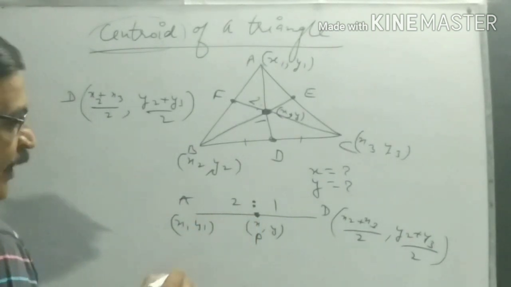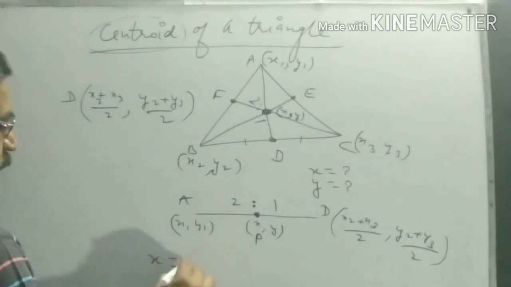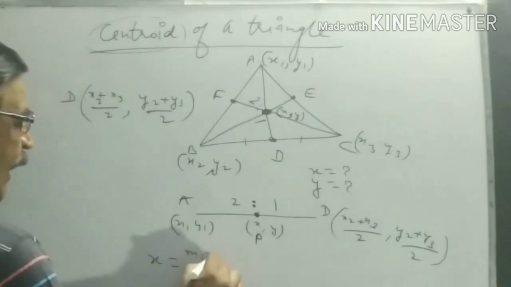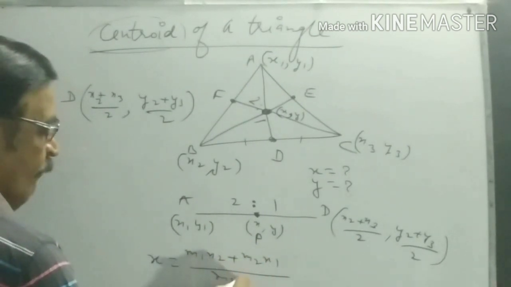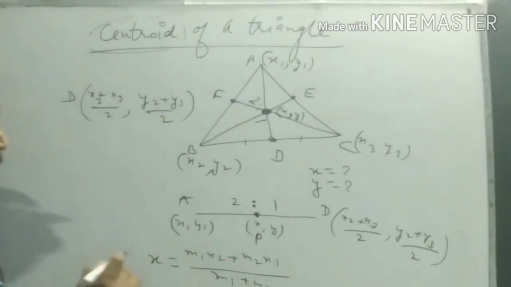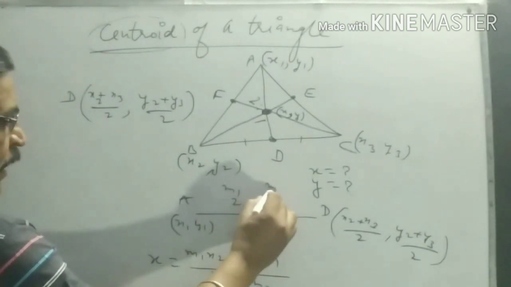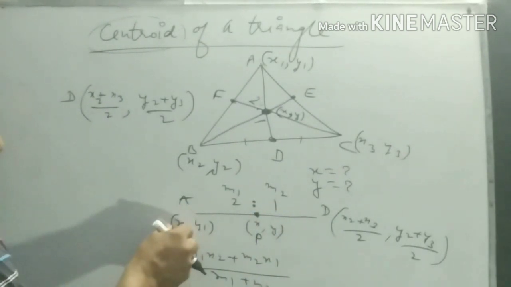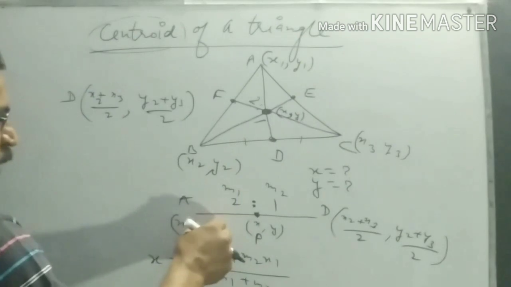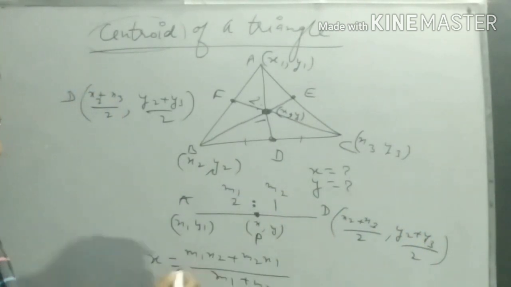Now we have already done section formula. We can apply section formula over here. x is equal to m1 x2 plus m2 x1 upon m1 plus m2. What is m1? This is your m1. This is your m2. This is acting as x1. This is x2. This one is y1, this one is y2. So you can apply these values in this.